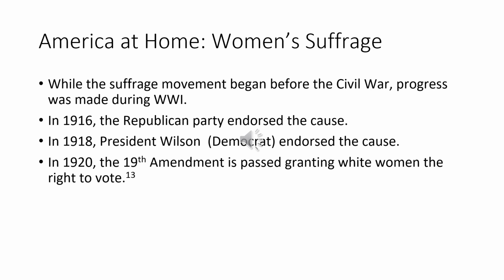Now, while the war was unfolding in Europe, things were still progressing within the United States, especially along the front of women's suffrage. While the crusade for women's suffrage began long before World War I, even before the Civil War for that matter, they were making headway. In 1916, the Republicans endorsed giving women the vote. In 1918, Woodrow Wilson, who was a Democrat, endorsed the right to vote. And then in 1920, after the war, the 19th Amendment was passed, granting white women the right to vote in the United States.